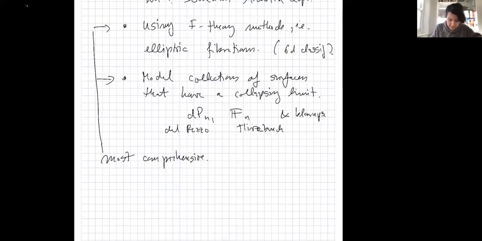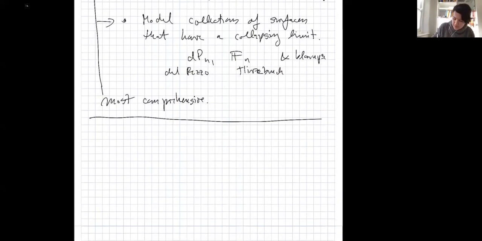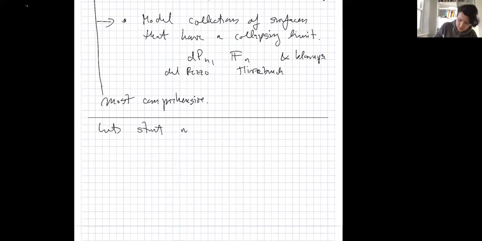Okay, so let's start with an easy set of examples. So in fact, let's start with some toric models. And I think that might be useful because you might be most familiar with that framework. That could also be wrong, but that's the assumption I was making.